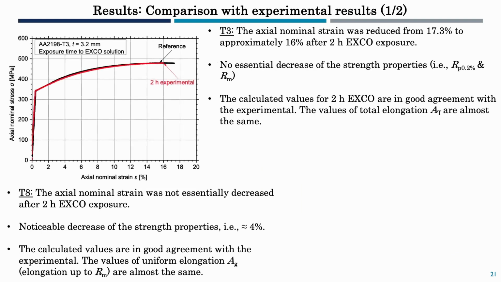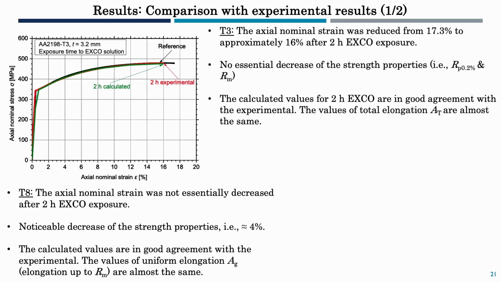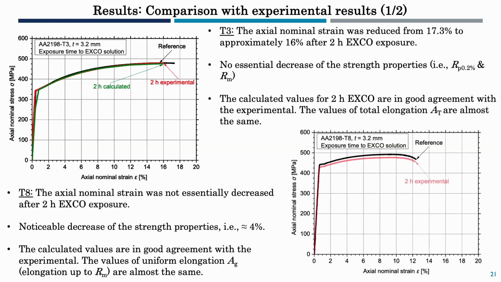Okay, and these are the results. For example, as you can see, we can highly calibrate the FEM model. There is no significant decrease in the stress strain curve. For 2 hours, the results are really close. While for the T8 temper, we cannot prognose the area after the uniform elongation. That's why we stop at the end of the uniform elongation.